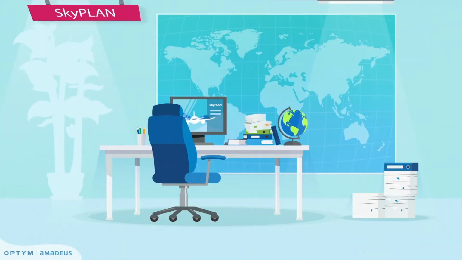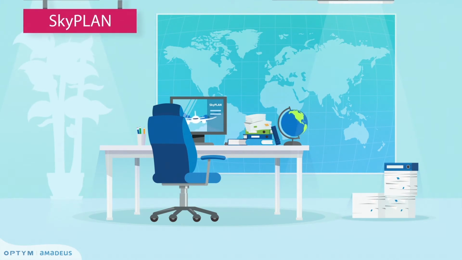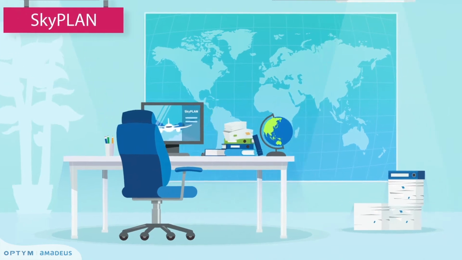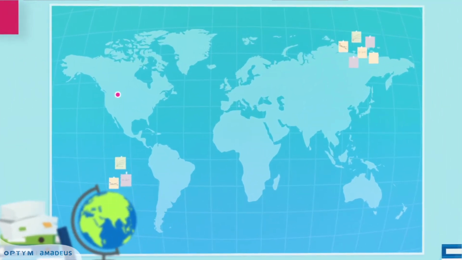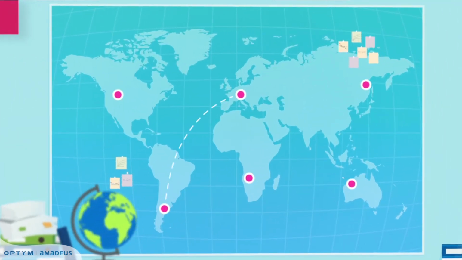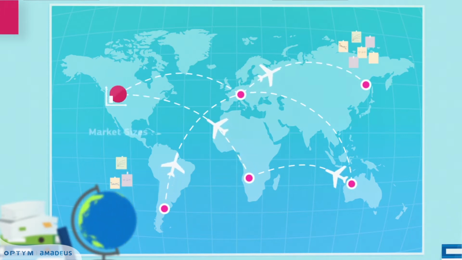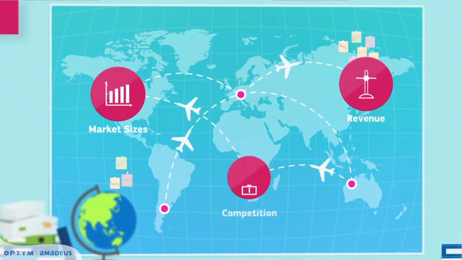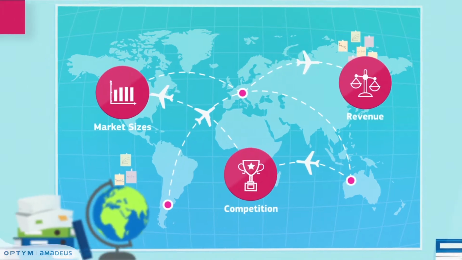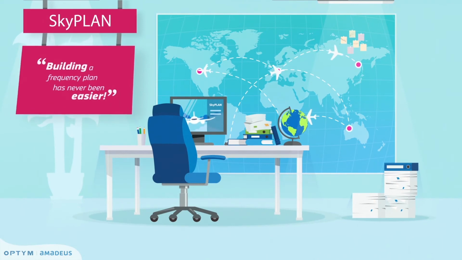This planning process begins with SkyPlan, which optimizes your routes and frequencies, keeping your airline's fleet in mind. Our algorithms help decide where you should fly and how many flights you should have for each route. To make the best choices, they factor in important details like market sizes, revenue, and competition. Building a frequency plan has never been easier.